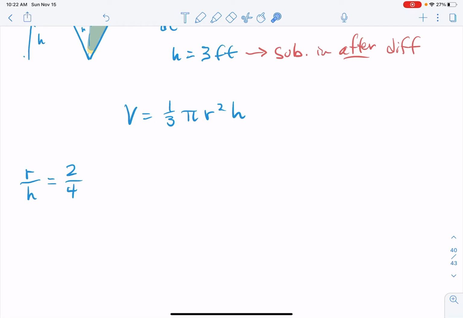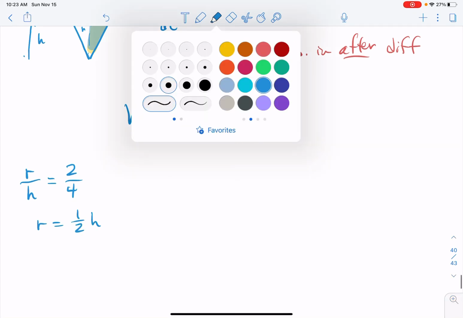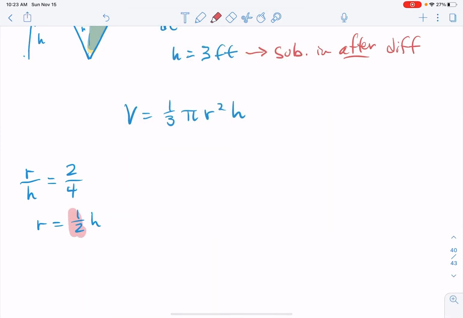Okay, so which variable are we going to solve this for? I'm going to solve it for r, because if I solve it for r, I'll have some expression that contains h's, which I can stick in here, and I'll have only h's, no more r's. So let's multiply this h over to the other side and simplify the fraction. r is equal to 1/2 of h. Let's take that and substitute it in for this r right there.